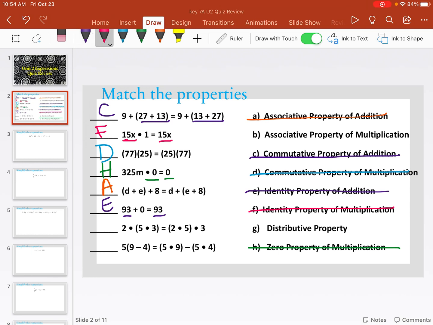Next one, 2 times, parentheses, 5 times 3. On the other side, the 2 times 5 are in parentheses, and then times 3 on the outside. Again, the order stayed the same, 2, 5, 3, 2, 5, 3. The only thing that changed is what's inside the parentheses. That's who they're associated with, so associative property of multiplication, B. And finally, our last one. This is our distributive property, because look, 9 times 5, 9 times 4, and it was subtraction between, so subtraction between, this is G, distributive.